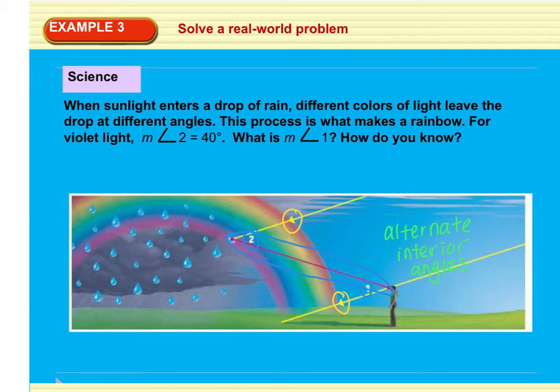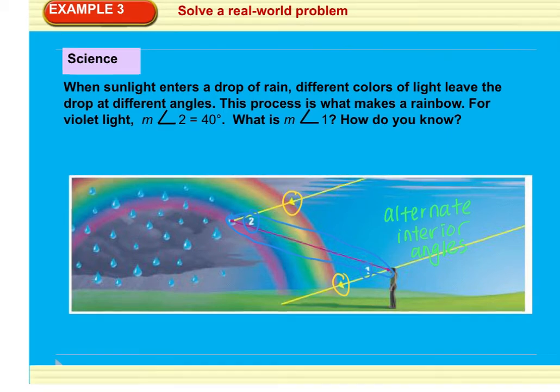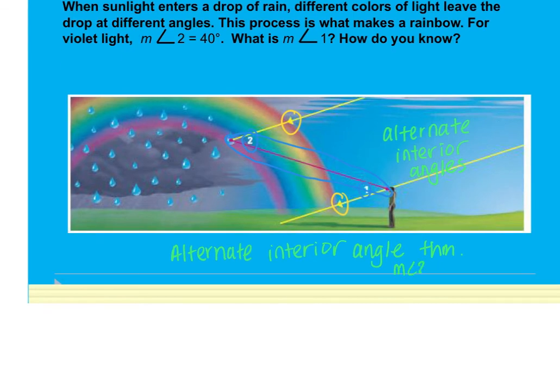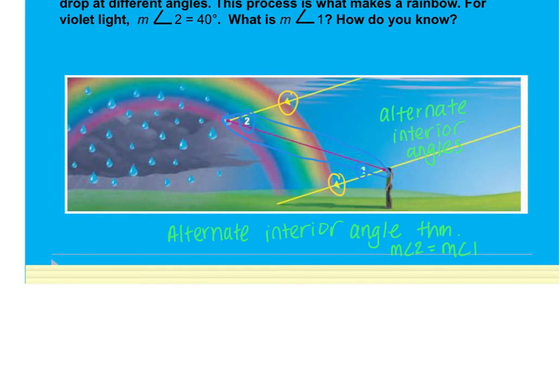And since the two lines that are cut by the transversal are parallel, we can apply the alternate interior angle theorem, which states that the measure of angle 2 will be equal to the measure of angle 1 because they're congruent. So therefore 40 equals the measure of angle 1, and that's our answer.